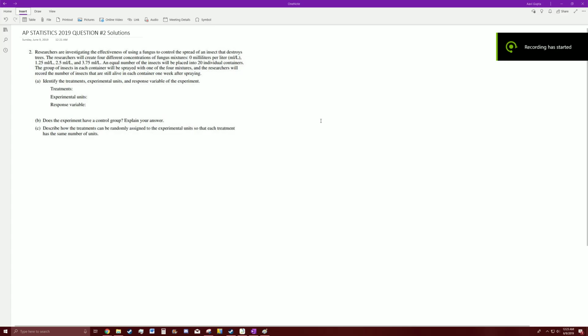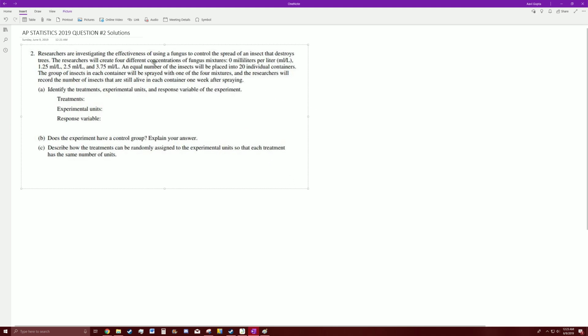Alright, today we're looking at AP Stats 2019, question number 2. Researchers are investigating the effectiveness of using a fungus to control the spread of an insect that destroys the trees. The researchers will create 4 different concentrations of fungus mixtures, 0 milliliters per liter, 1.25, 2.5, 3.75. An equal number of the insects will be placed into 20 individual containers.